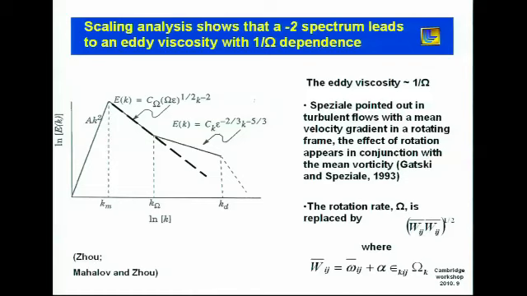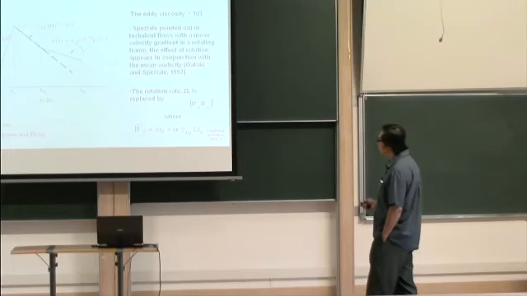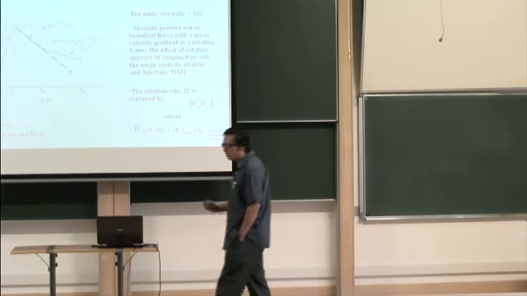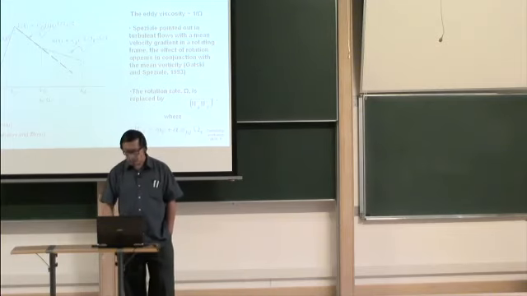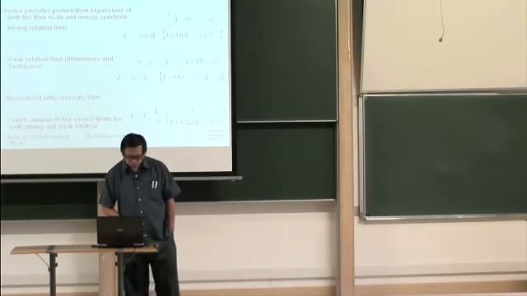And when you look more elaborately, then you can actually combine the effect of rotation in conjunction with the mean vorticity. So that's a normal thing to do, you can combine the mean vorticity and the rotation together. So you can incorporate this kind of external effect into your model in a more consistent way.